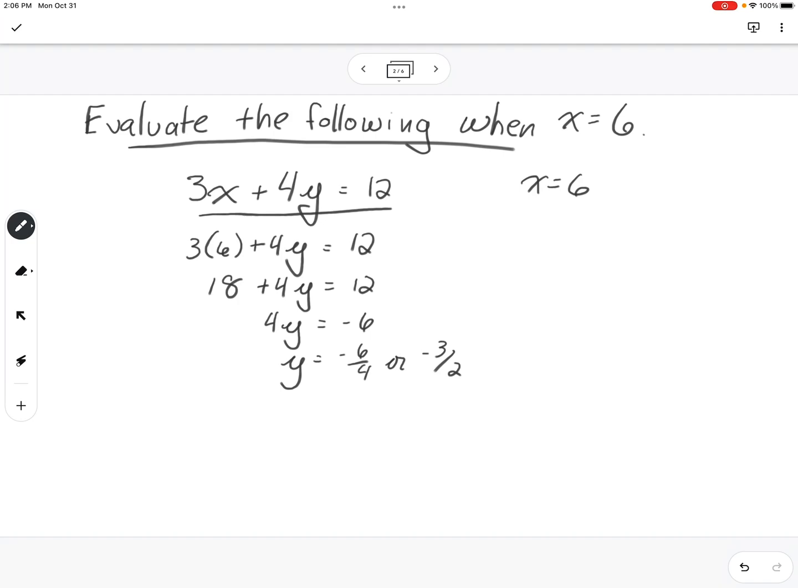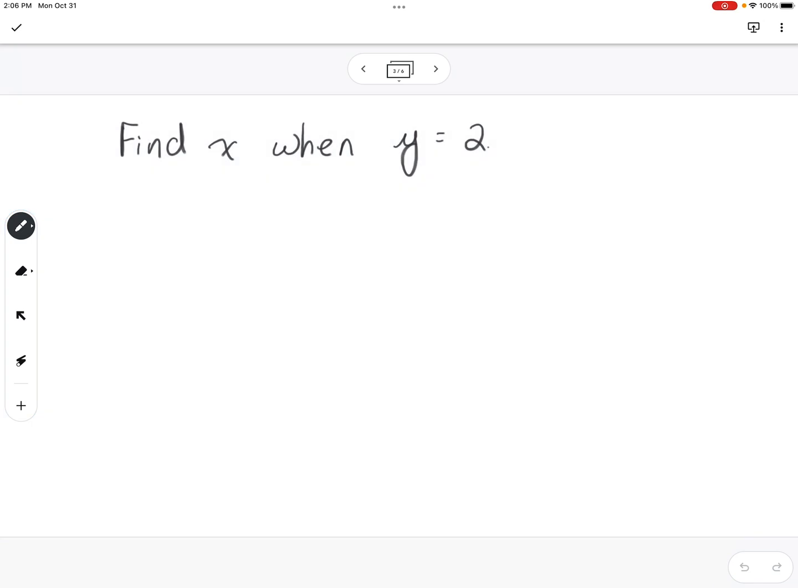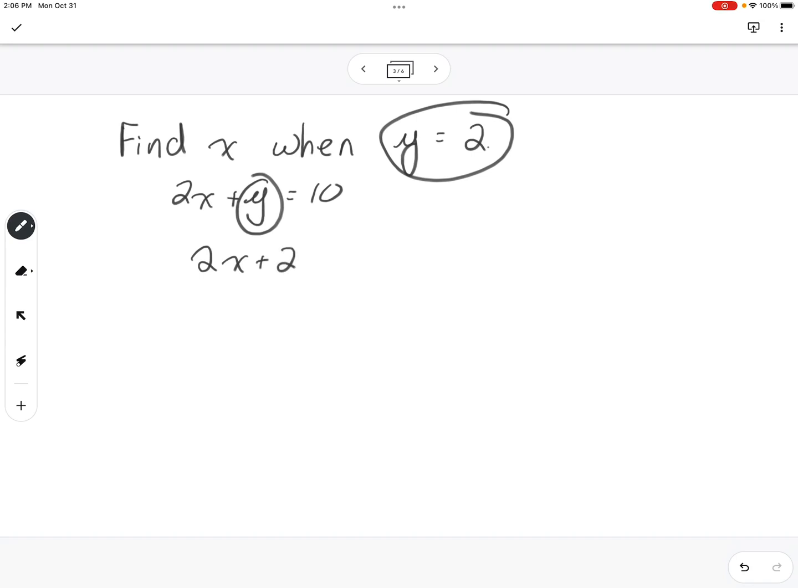And likewise, we're not always solving for y. Sometimes we solve for x. So let's find x when y equals 2 for this guy. 2x plus y equals 10. Now we're substituting 2 every place we see y. So 2x plus 2 equals 10. Subtract 2 from both sides, we get 2x equals 8. Divide both sides by 2 and we get x equals 4. So this is what substitution is at its crux. The difference is we're going to be substituting entire expressions instead of just a value.